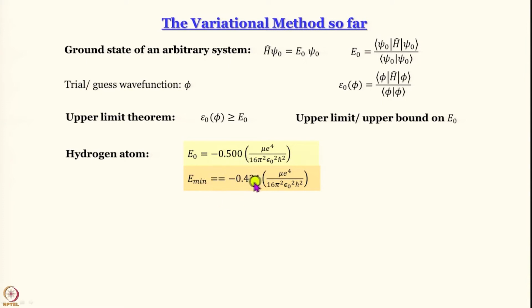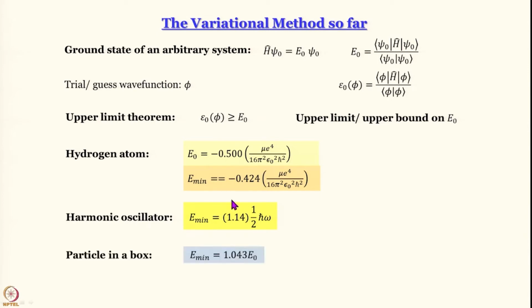We have obtained a value of 0.424, whereas the actual value is minus 0.5 for the hydrogen atom. For harmonic oscillator, we have a deviation of about 14%, and for particle in a box using a weird wave function, we have got a deviation of about 4%.